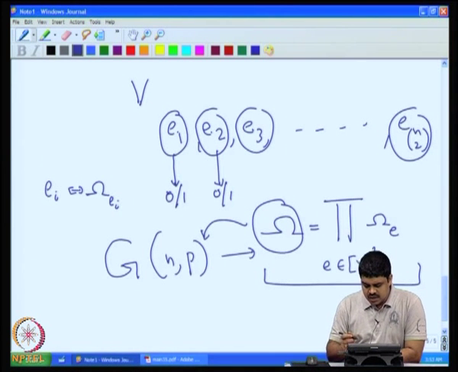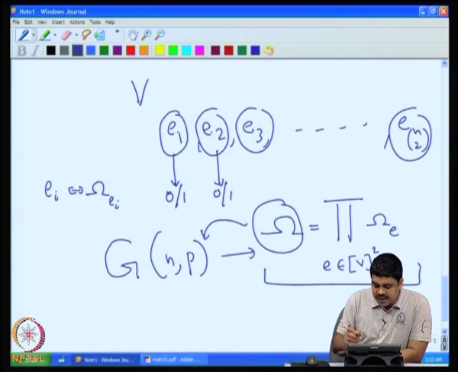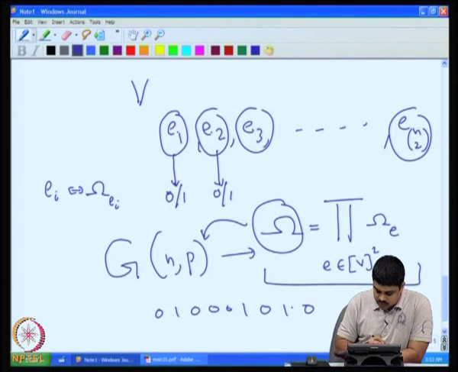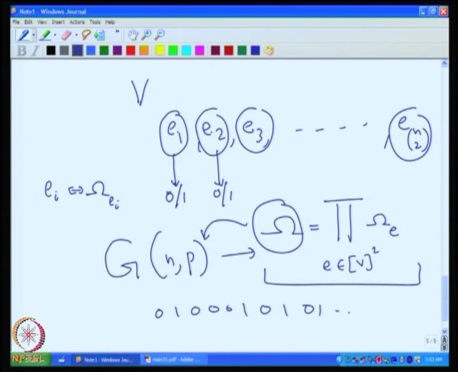So then how do you assign probability values to each of the outcomes in this space? For instance, if a string is like 0 1 0 0 0 1 0 1 0, then this means that E1 has not been selected, so this corresponds to the probability q. E2 is selected, so this corresponds to probability p. E3 is not selected, so it corresponds to probability q. So this is again q, this is again q.